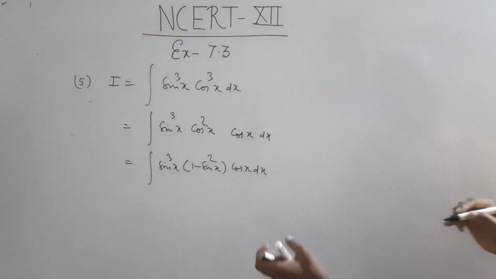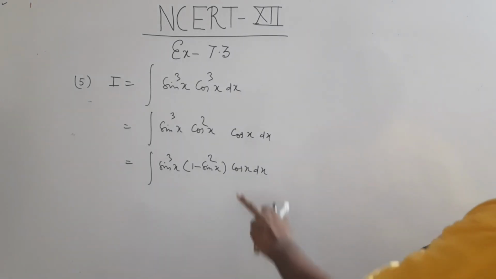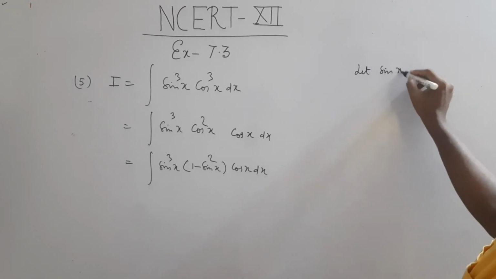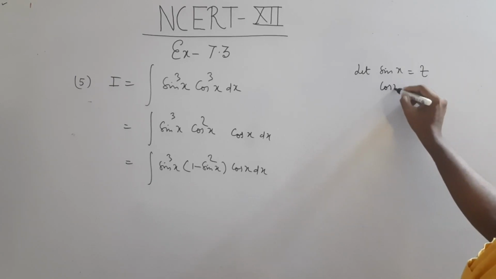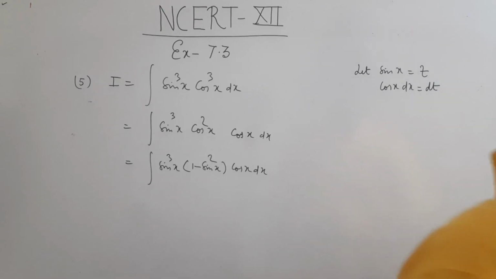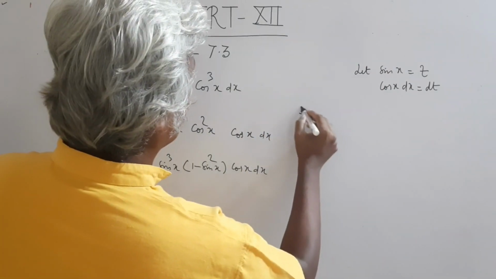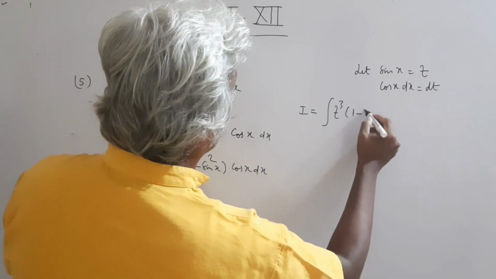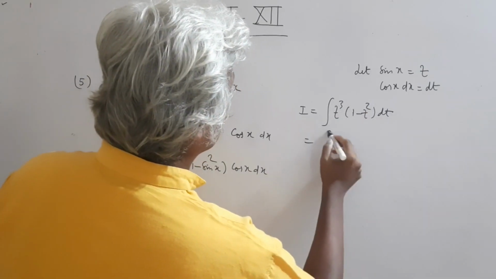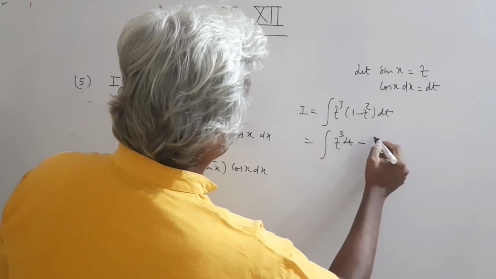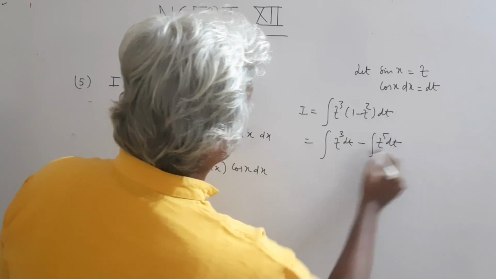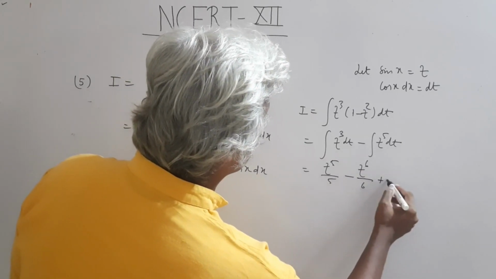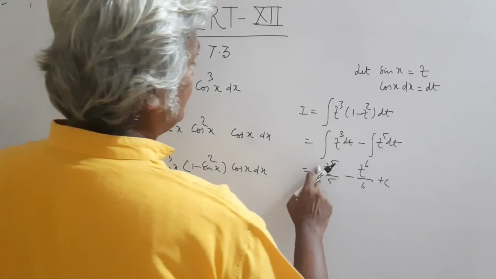Now substitution. If I take this as a function of sin x, then cos x dx makes some sense. So I say, let sin x be t, so its differential, cos x dx, just gives you dt. Now my integral I becomes the integration of t cube times 1 minus t square dt, which you can write as t cube dt minus t to the power 5 dt. On integration, this gives you t to the power 4 over 4 minus t to the power 6 over 6 plus c, and now replace t with its value, which is sin x.